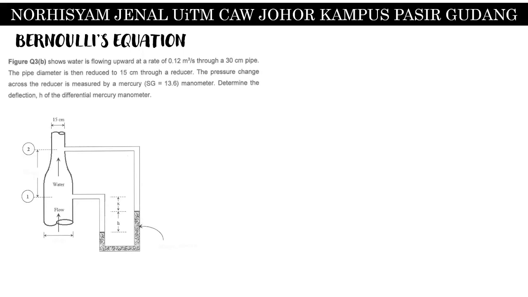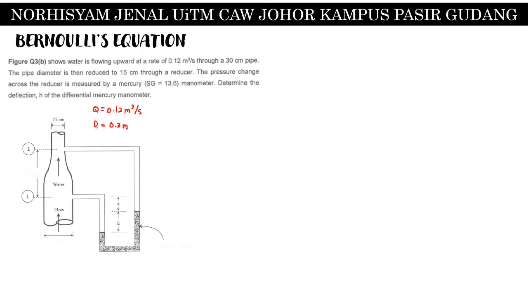This is an example of a Bernoulli's equation question. Figure question 3b shows water is flowing upward at a rate of 0.12 meter cube per second. So Q is equal to 0.12 meter cube per second through a 30 centimeter pipe. So this diameter equals 0.3 meter. The pipe diameter is then reduced to 15 centimeter through a reducer.